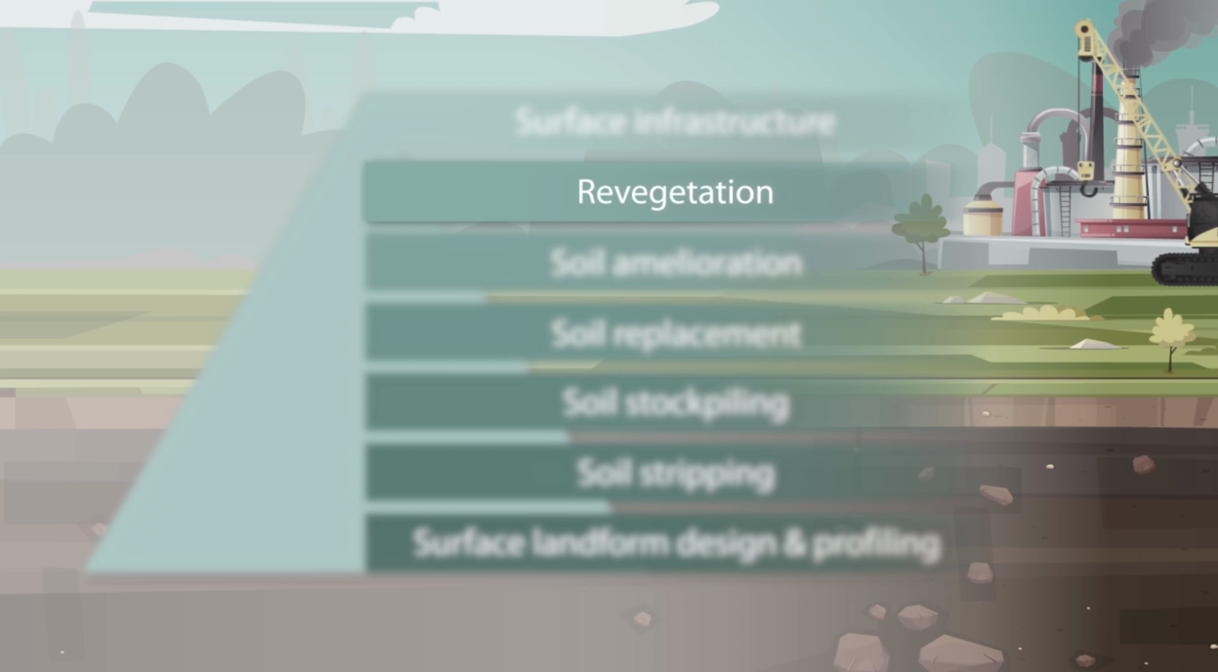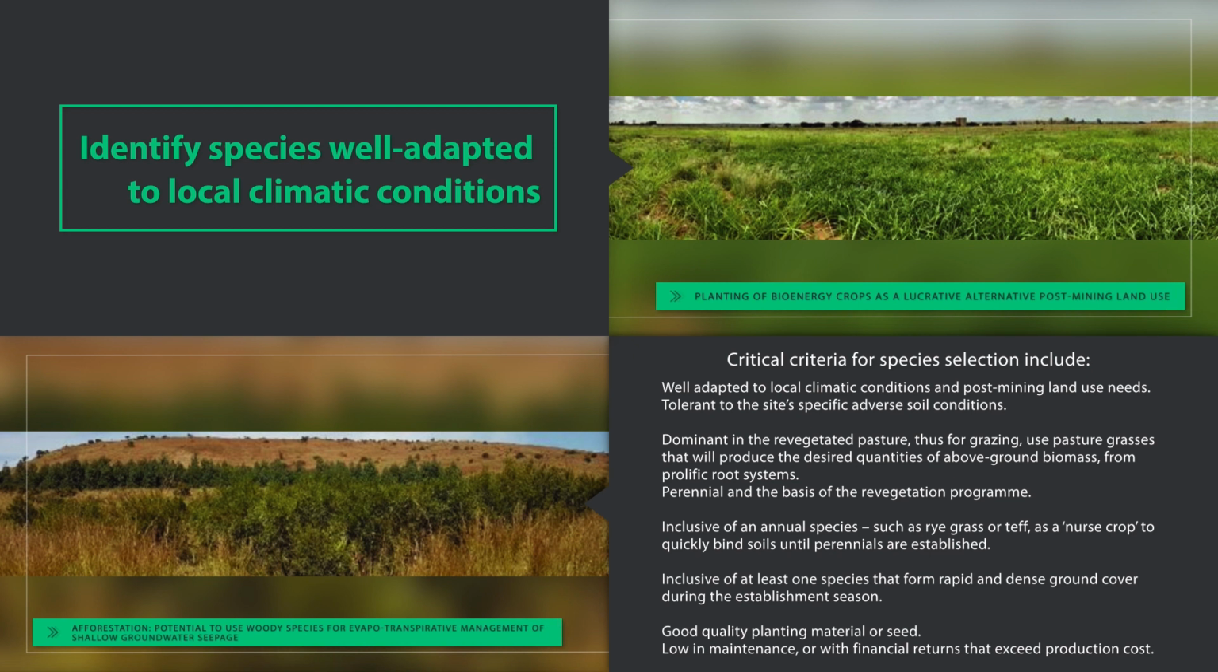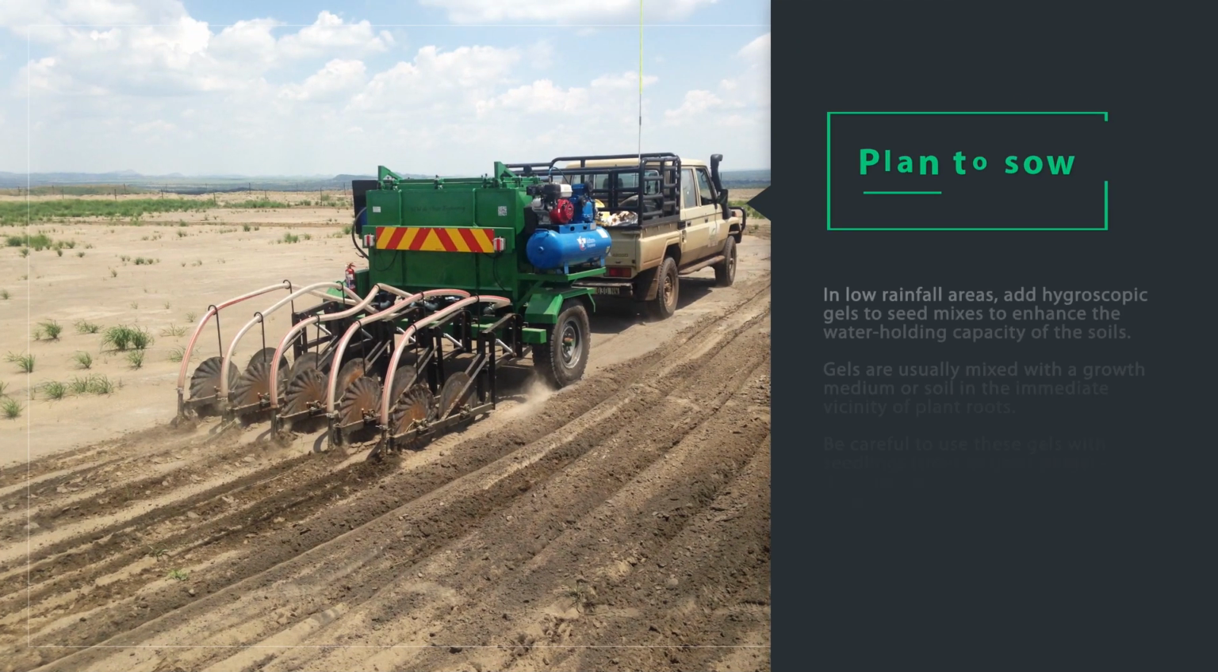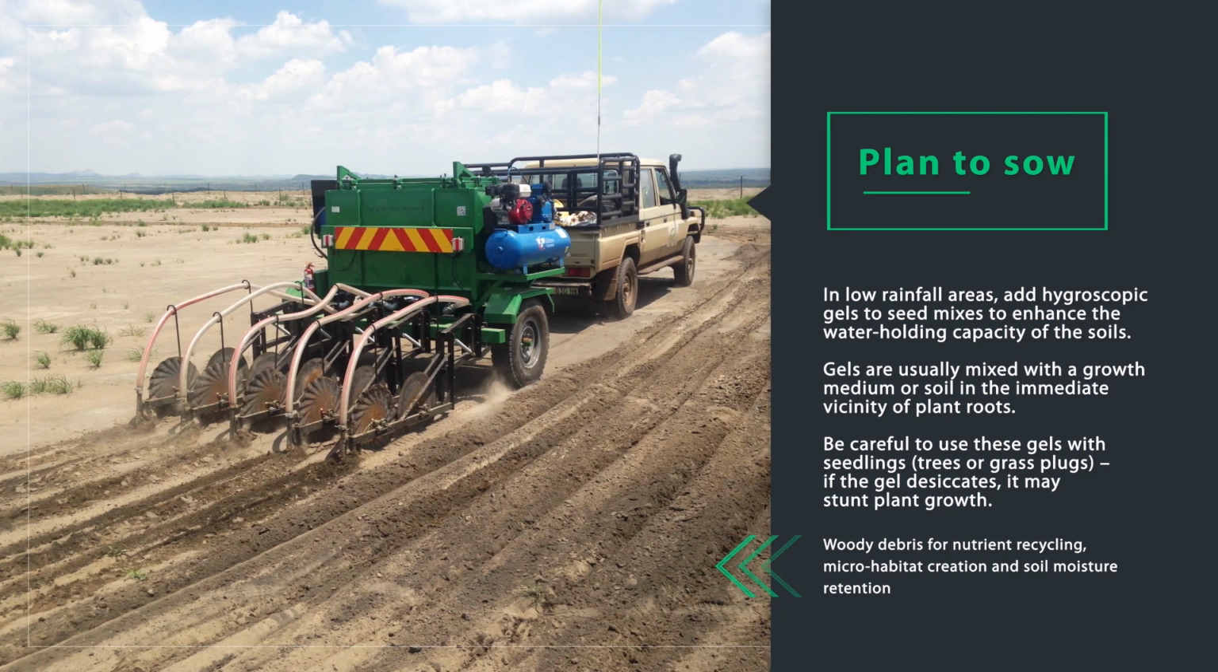For revegetation, actions include: identify species well adapted to local climatic conditions and that can provide functional use as part of the predefined post-mining land use. Plan to sow or plant when seasonal conditions are most likely to ensure successful germination and growth.